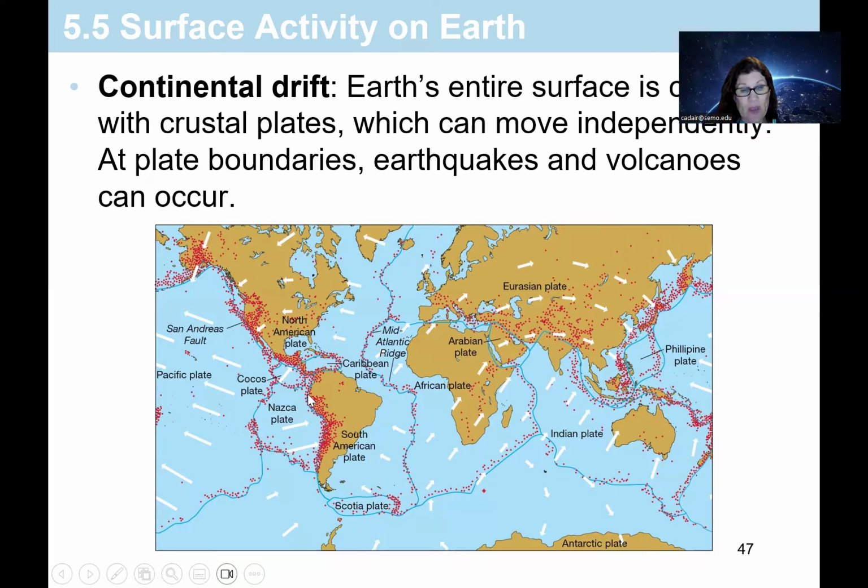I was actually in Chile recently, I'm not sure when you're seeing this video, and there were two earthquakes while I was there.